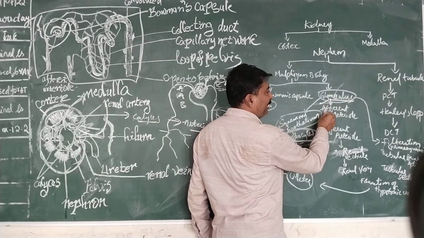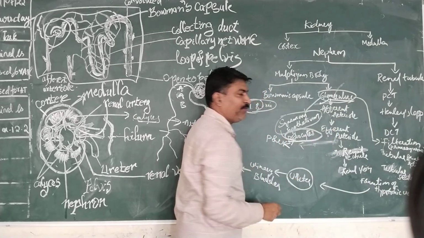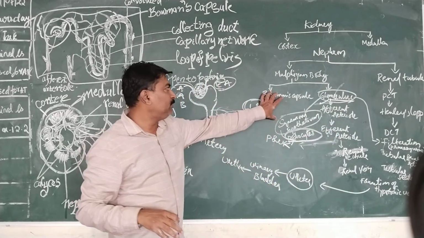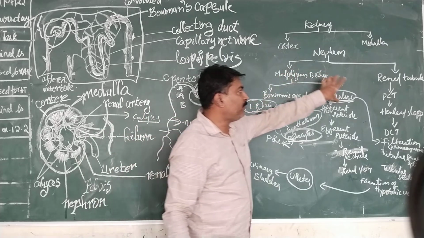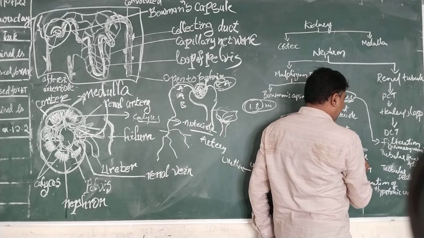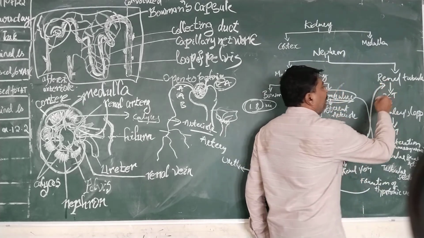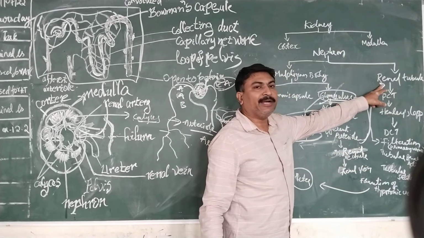It will be entering as afferent arteriole and will be leaving the glomerulus as efferent arteriole. This is the Malpighian body, the structure of the Malpighian body. Then the efferent arteriole will be continued as renal vein, and the next portion of the nephron will be the renal tubule.